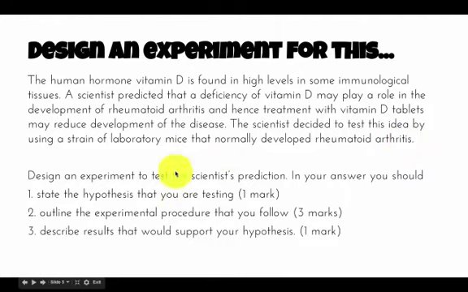So what you need to do is design an experiment to test the prediction made by the scientists. You need to include 1, a hypothesis stating what you are testing, it's 1 mark. 2, you need to outline the experimental procedures that you follow, 3 marks. And 3, describe what results would support the hypothesis that the scientists made. So I'm going to give you about 5 minutes to do that.